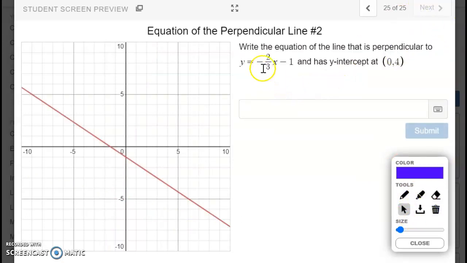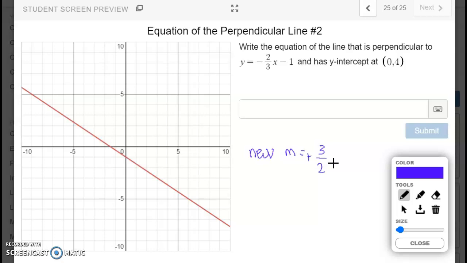Then the last slide. This time we're given an equation, and we're asked to find an equation of the line that is perpendicular to this line. The equation of the line that's graphed is this. The original slope is -2 over 3. So what is the new perpendicular slope going to be? The new m, you flip the 2 over 3, so that becomes 3 over 2. And since this was negative, this one is going to be positive.